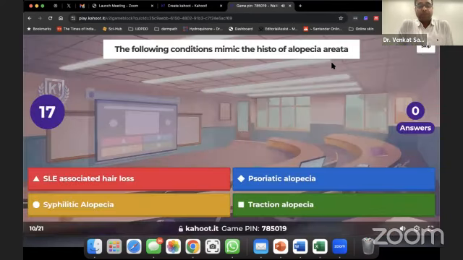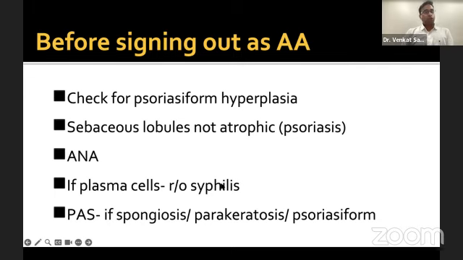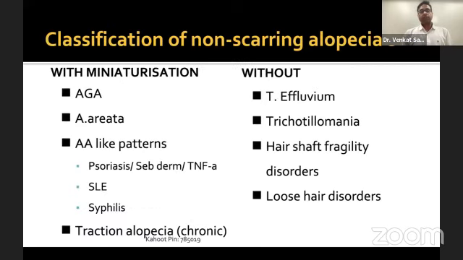Sebaceous lobules should not be atrophic. So look at these sebaceous lobules, which are atrophic here. You're not seeing the sebaceous glands. This is typical of psoriasis. So if you see this, then think about psoriatic alopecia. Then do an ANA serology to rule out SLE, especially if it's diffuse alopecia areata and you're not seeing the peribulbar infiltrate. If there are plasma cells, rule out syphilis. Remember, in alopecia areata, I told you there are more eosinophils. And if there's spongiosis, parakeratosis, psoriasiform hyperplasia, do a PAS as well, because tinea can also sometimes cause similar changes.